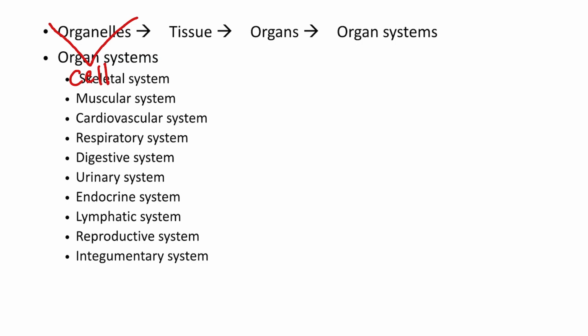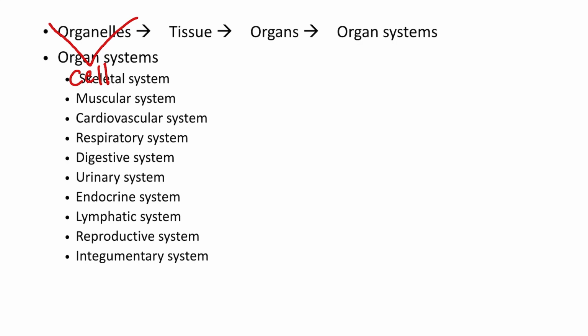Yeah, this is a little bit misleading because it's kind of showing that if you put organelles together, you start creating tissue, but really the organelles are found within the cells, and it's the cells that, if you start putting them together, then you create tissue.